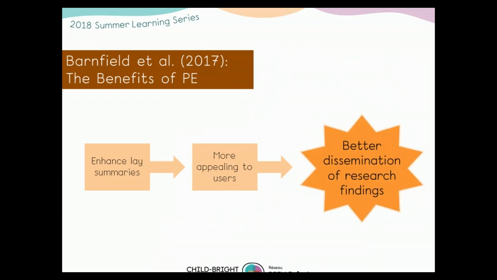So by prioritizing the topics, adapting text to be lay-friendly, and improving the formatting and inclusion of non-text elements, the patient partners or the public who had contributed to this process were able to enhance the lay summaries in both content and appearance. And anecdotally, this ensures that relevant users are more inclined to read the lay summaries, which ultimately results in better dissemination of research findings.